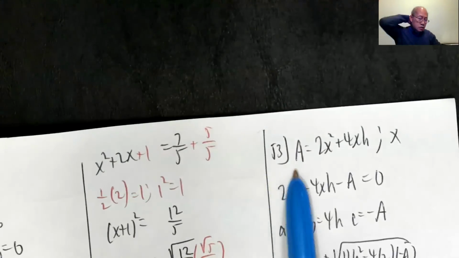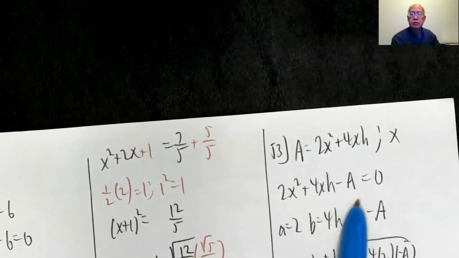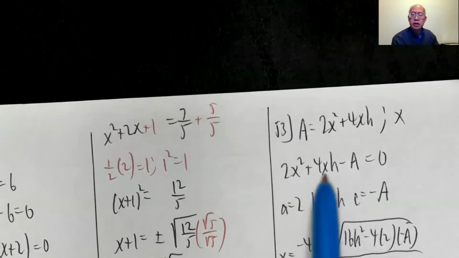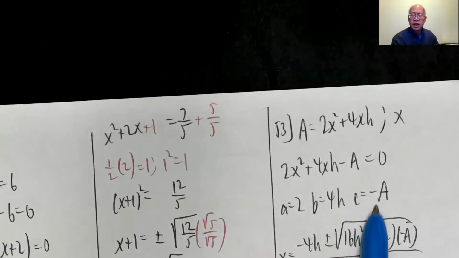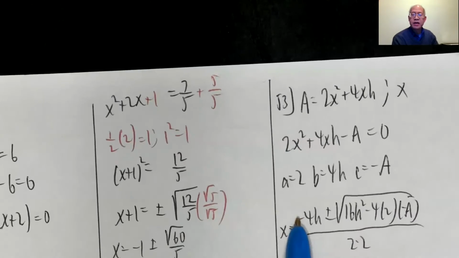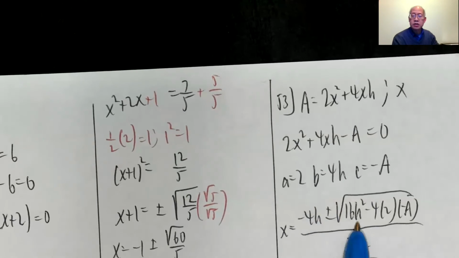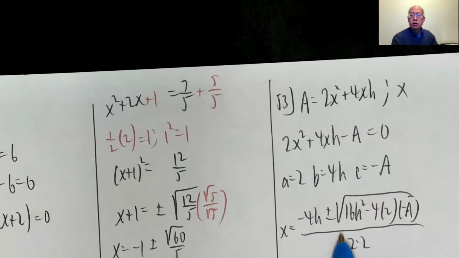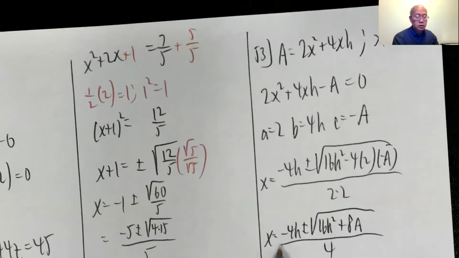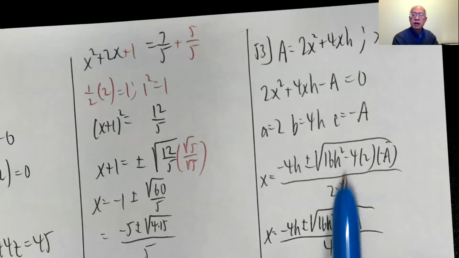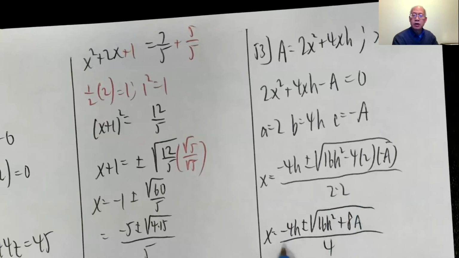Okay, 53, solve for x. A equals 2x squared plus 4xh. Subtract a on both sides. So it is a quadratic equation. It looks kind of weird, where a is 2, b is 4h, c is negative a. So x is negative b, negative 4h, plus or minus the square root of b squared, 4h squared is 16h squared, minus 4 times a, which is 2, times c, which is negative a, all over 2a, 2 times 2. So it gives me x is negative 4h plus or minus the square root of 16h squared plus 8a, double negative, all over 4.